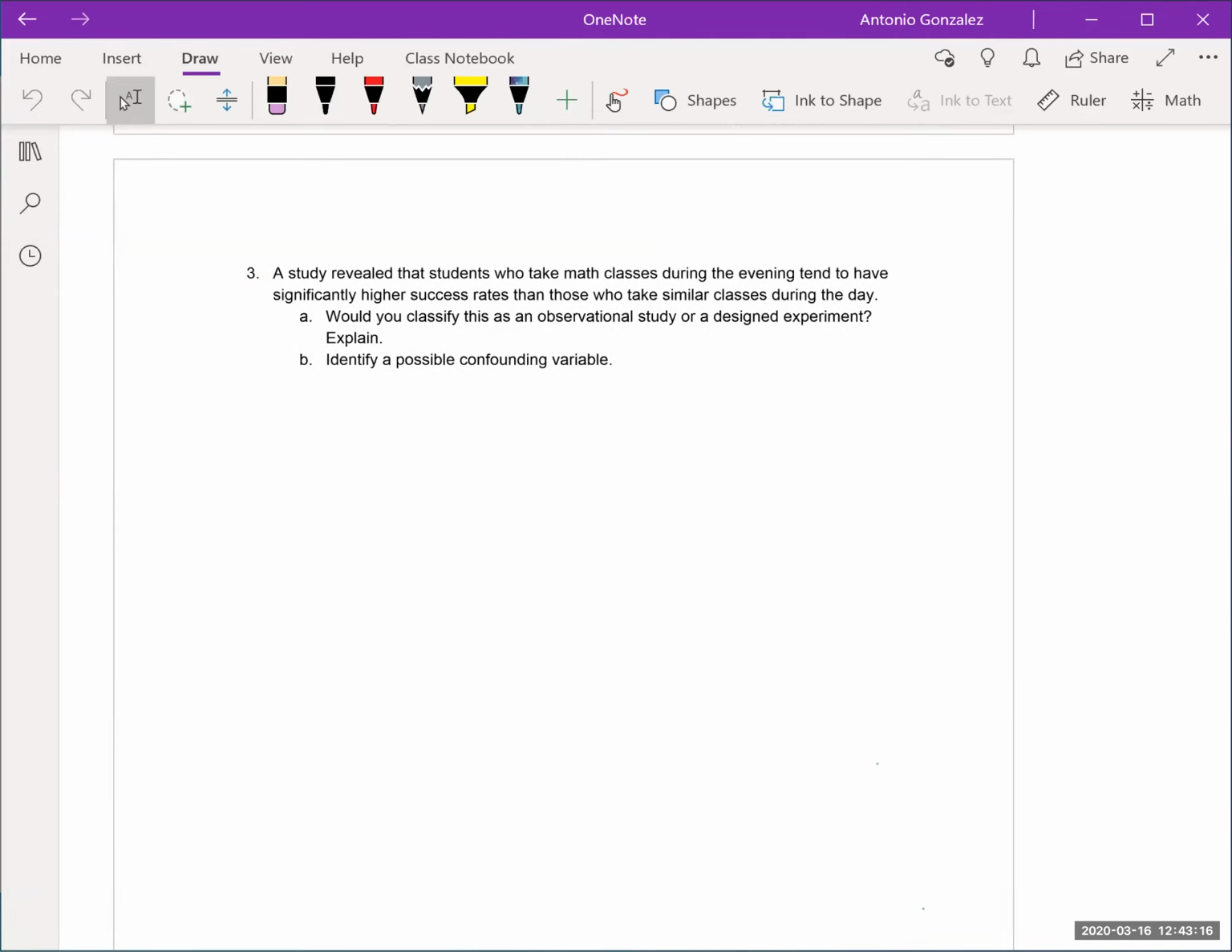Okay, so let's do number 3 here. It says a study revealed that students who take math classes during the evening tend to have significantly higher success rates than those who take similar classes during the day. Now, A, would you classify this as an observational study or a designed experiment? And then B, identify a possible confounding variable. I'd like to hear from you guys. Why don't you think about this and chime in on the chat with answers for A or B.